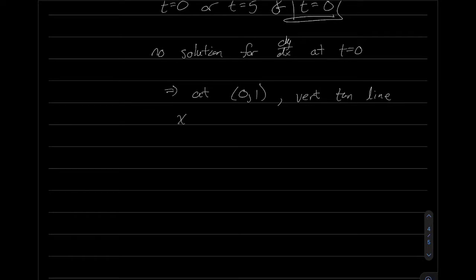So that means it's going to be x equals something. So in our case, it's going to be x equals 0 is the equation of the tangent line at that point.